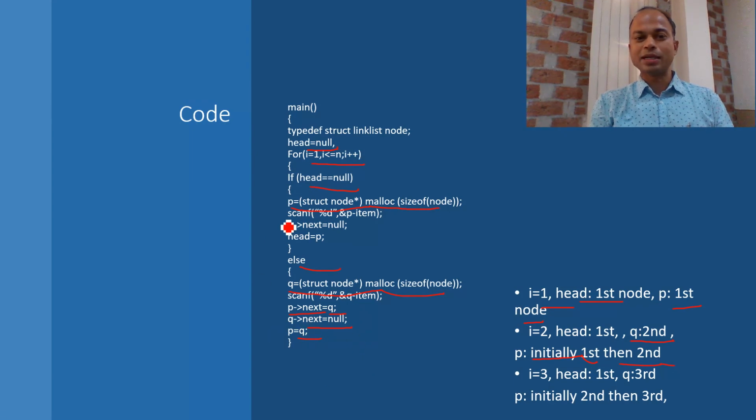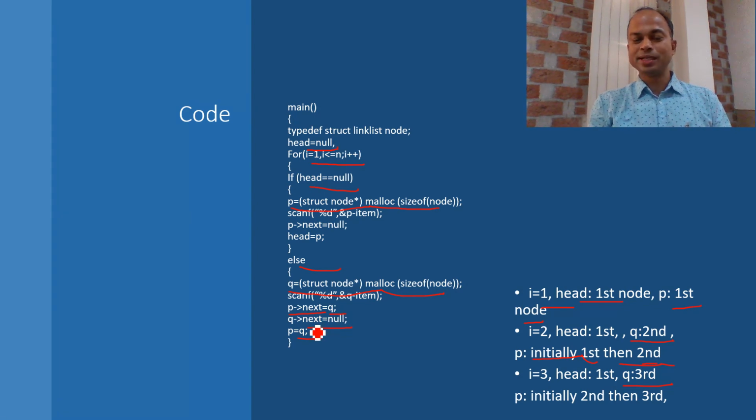If we talk about i equals 3, for example, then again the if condition is false and the else part will work. Further a node is created, say the third node. So q contains the address of the third node. We give the value of the item part. After it we need the linking. I mean the next part of the second node should point to the third node, as the address of the second node is stored in pointer p. So p arrow next, the next part of the second node, should contain the address of the third node. So the second and third nodes are interlinked.